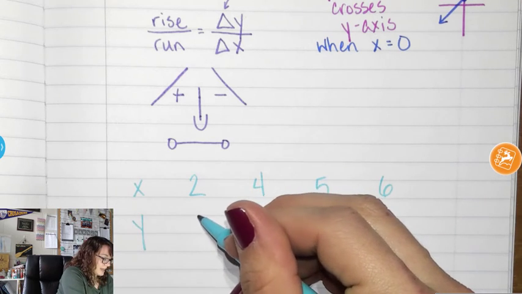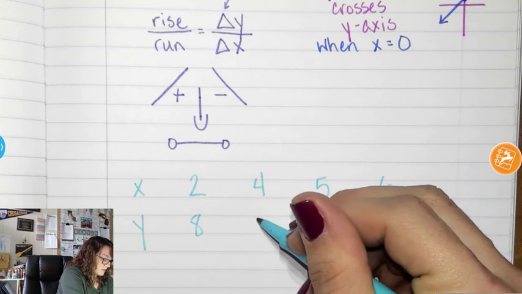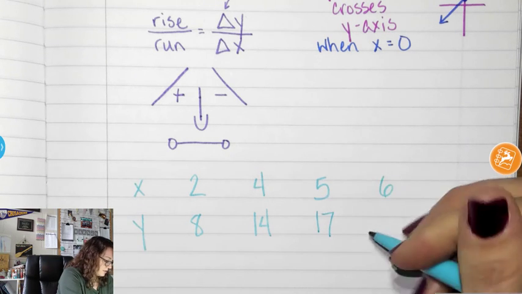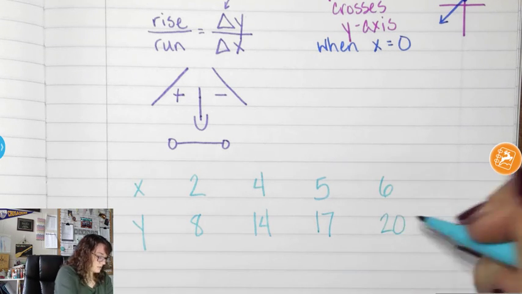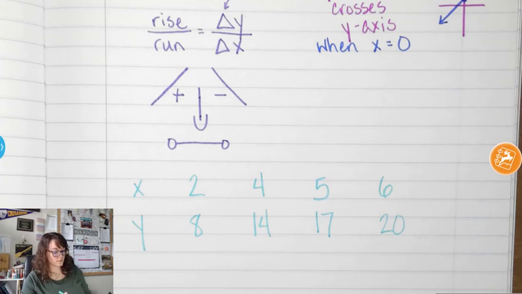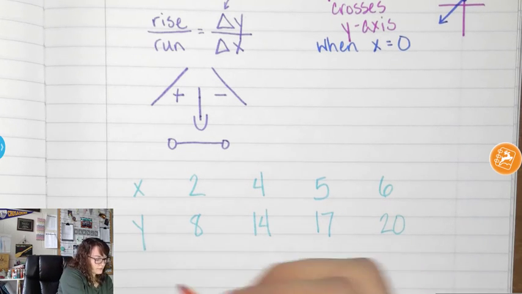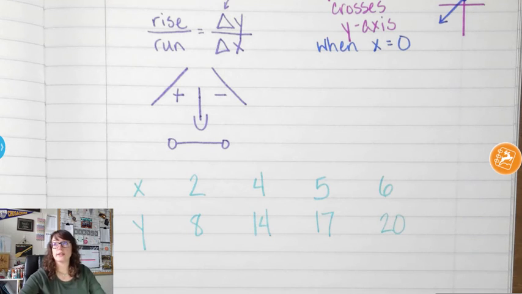So this is going to be 8, 14, 17, and 20. So you can't do something like 14, 13? If it fell into the equation, sure. So the first thing I need to do, here's my table. These are my coordinates. I could take these and graph them.